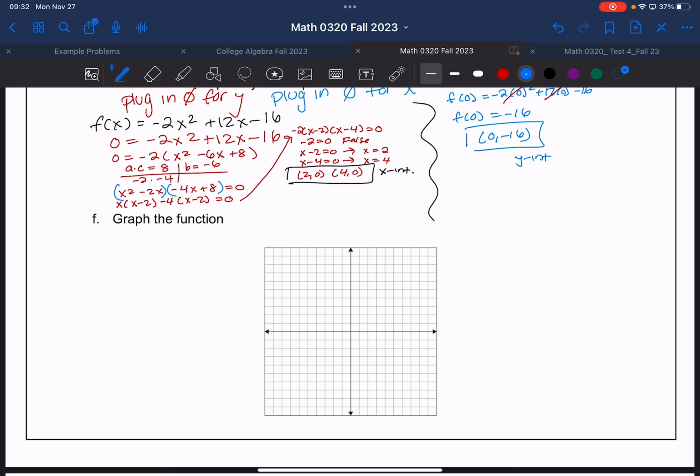So first, graphing my vertex. I know my vertex is at (3, 2). So (3, 2), there's my vertex. Then I'm going to graph my x-intercepts. So I have (4, 0) and (2, 0). That's 2 and 4.